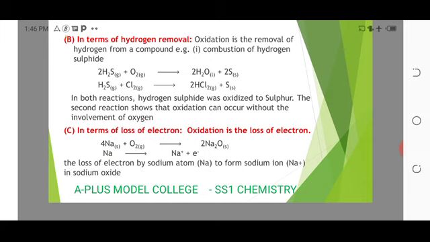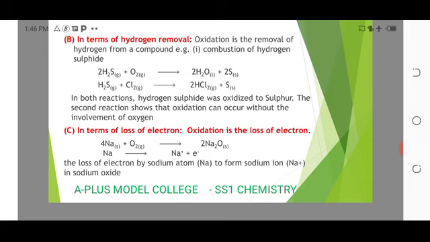Another way you can define oxidation is in terms of electron loss, or loss of electrons. Whenever any substance or compound loses electrons, oxidation is said to have taken place. So oxidation is the loss of electrons.